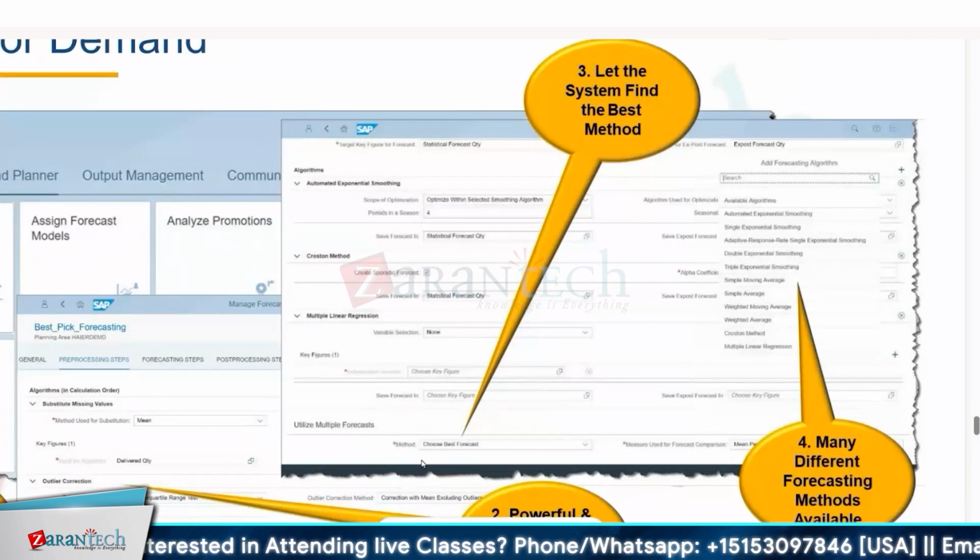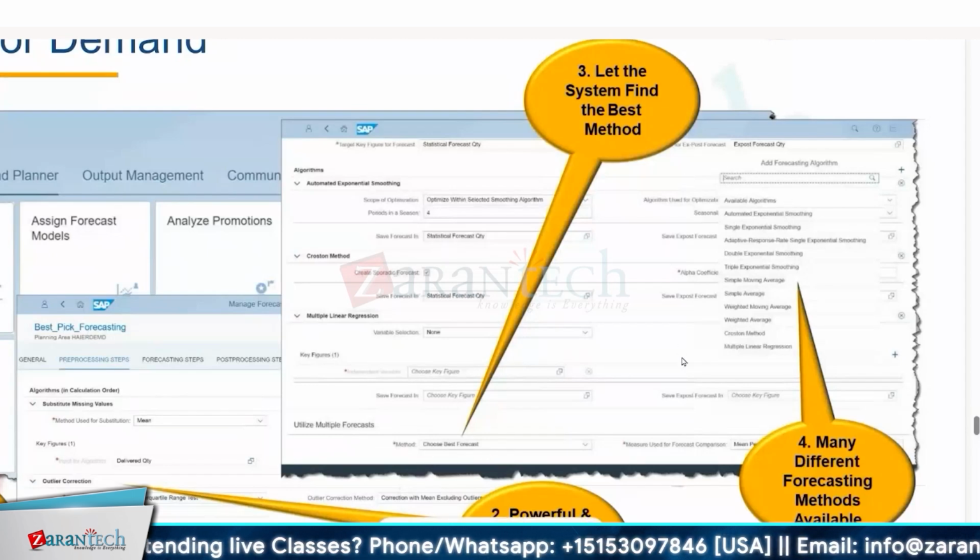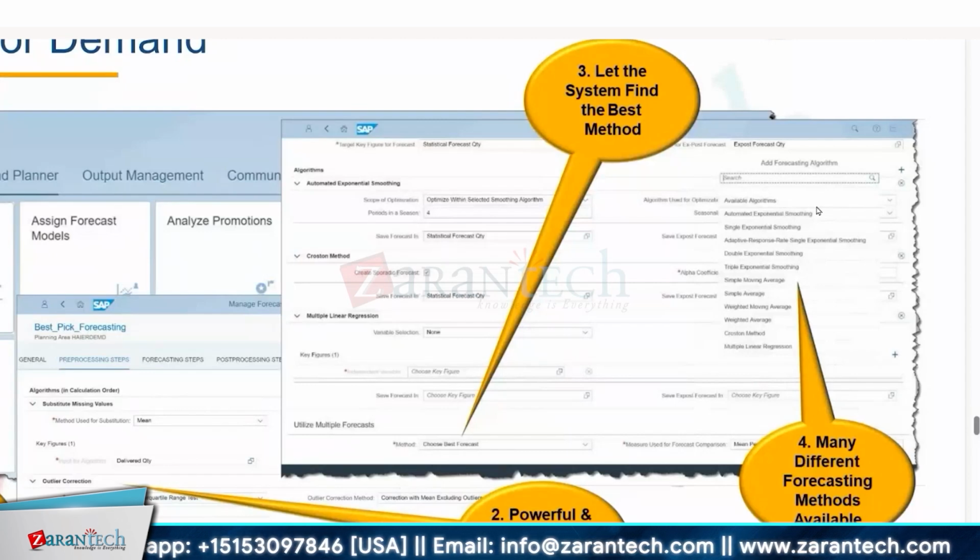Here, point number 3 is choose the best forecast. If you select this, the system will run all these algorithms for a particular customer material forecast combination, and the system will check which one is giving the best result. That all happens in the background.